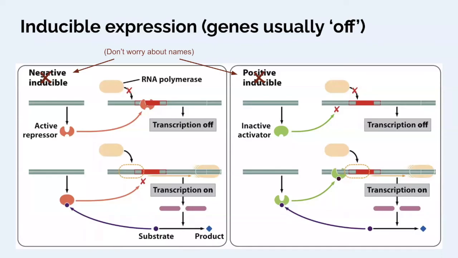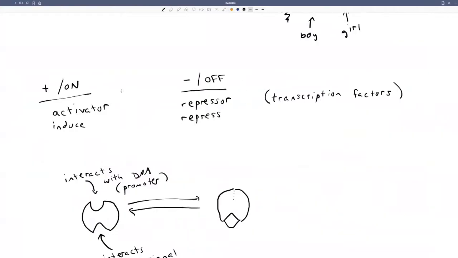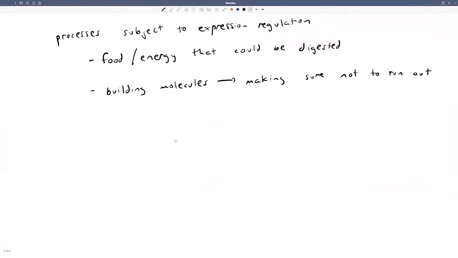Okay, so I want to go through a little bit of why the genes might be under transcription control the way that they are. And for this, I want you to think about the functions of the genes involved. So let's go over to an example here.